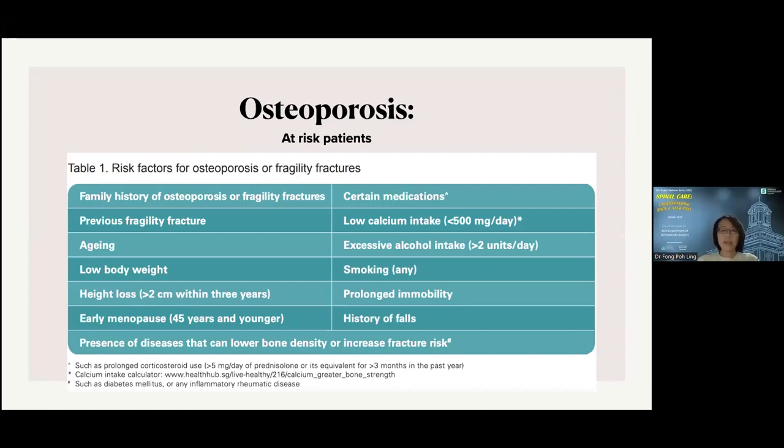Or any presence of disease that can lower bone density or increase fracture, for instance renal problems, hyperthyroid problems, and parathyroid problems, can also put you at risk for osteoporosis.